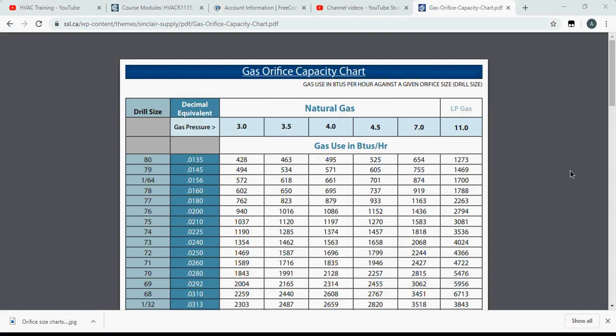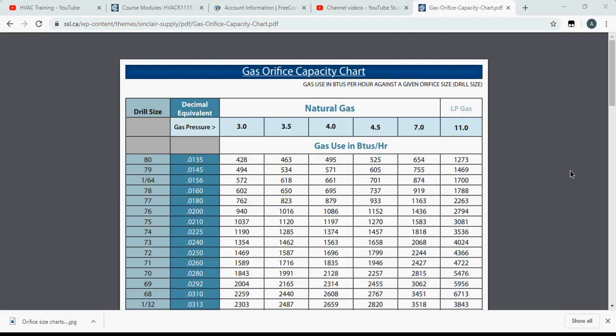So you can definitely research your different flow rates. But this one here, I just want to go over a little bit on how to actually read a gas flow rate sizing chart, a gas orifice sizing chart. You can look at this and almost get an idea of how it's actually used.